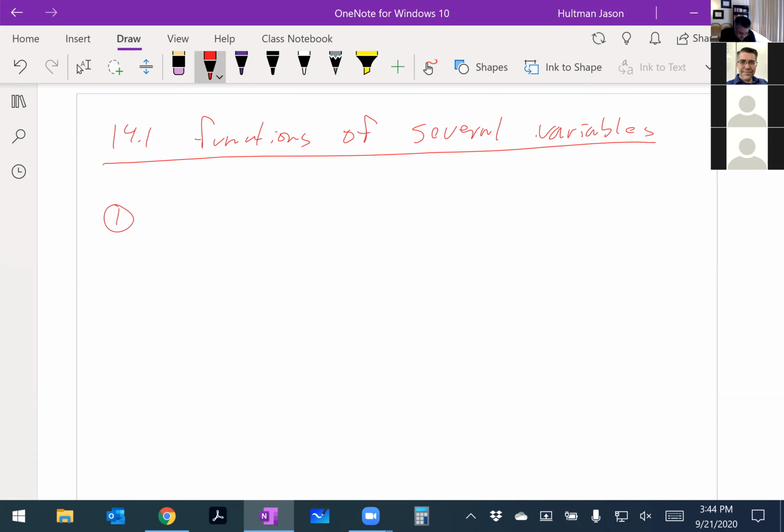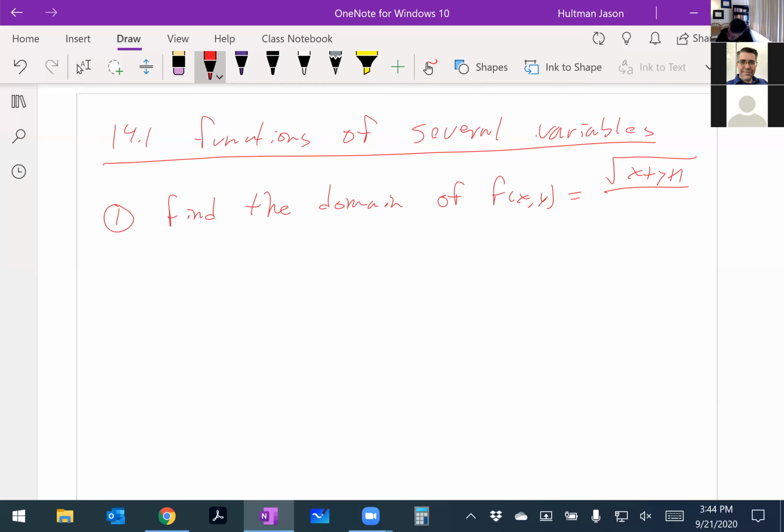Okay, number one, find the domain of f of x y equals the square root of x plus y plus 1 all over x minus 1.